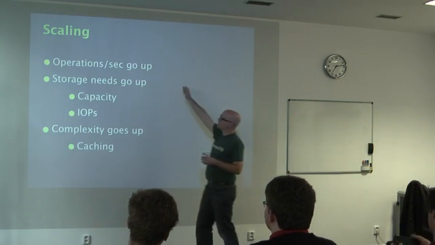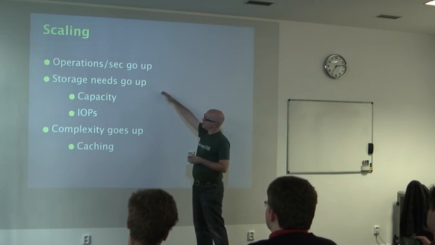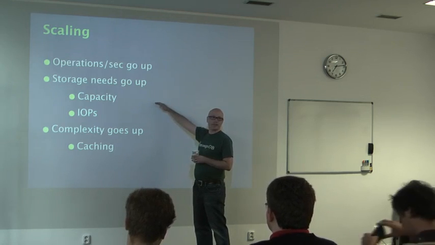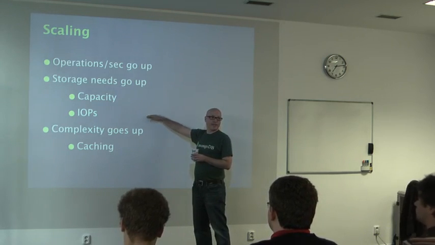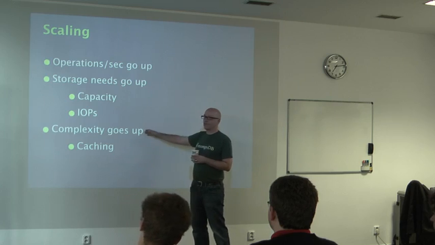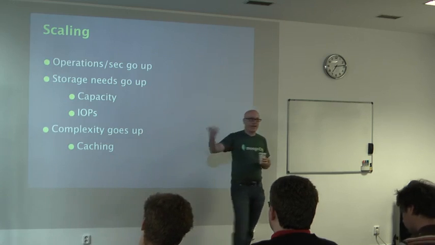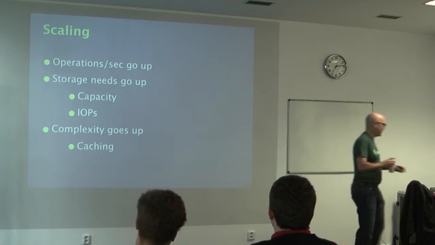Well, your operations per second go up, your storage needs go up, you have more capacity because you've got more data, you've got more IOs per second because there's more data, there's more people using it, and your complexity goes up. You know, you start putting caching and other things in there to deal with the complexity.